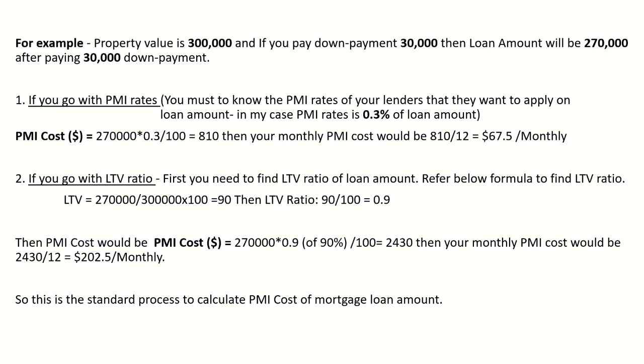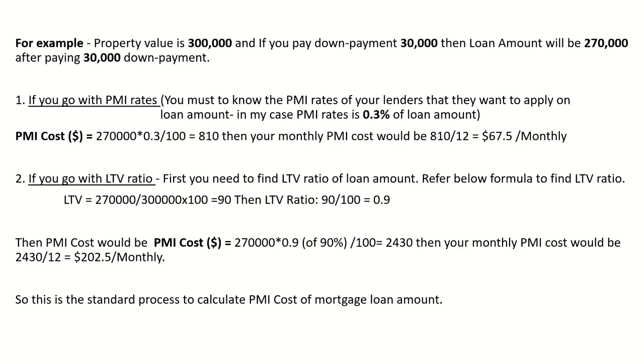Then PMI cost would be 270,000 times 0.9, the LTV ratio of 90%, 0.9, and divided by 100. So 2,430 is the annual PMI cost. You can calculate monthly as well. Just divide by 12. So $202 is the monthly PMI cost if I go with the LTV ratio.